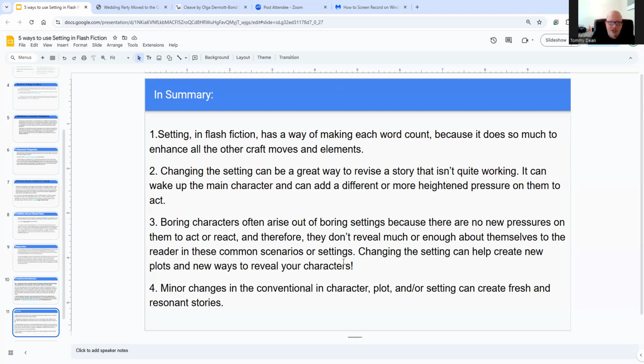And last here, minor changes in the conventional and character plot or setting can create fresh and resonant stories. So don't be afraid to go past the usual or the expected. Charles Baxter often talks about stories are best when they break rituals. And flash fiction is great for giving us that flash of a moment in a character's life, the one where the ritual has finally been broken. And because of that, they will act in ways that they have not acted before because of the pressure of the conflict. And we will get to see their true character or their true nature. And setting is one way to put that pressure on these characters.